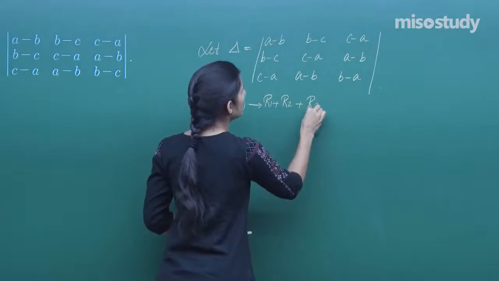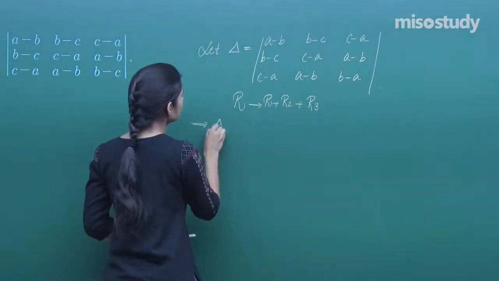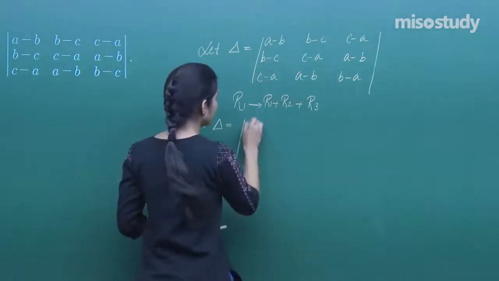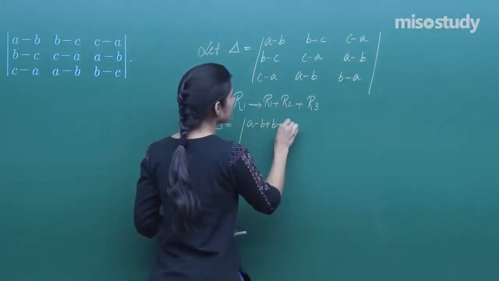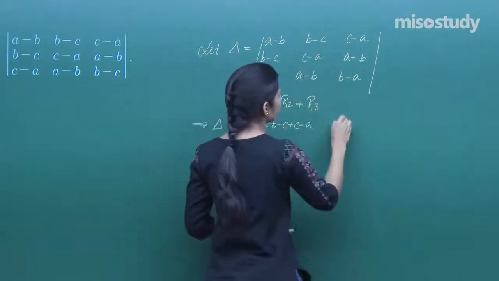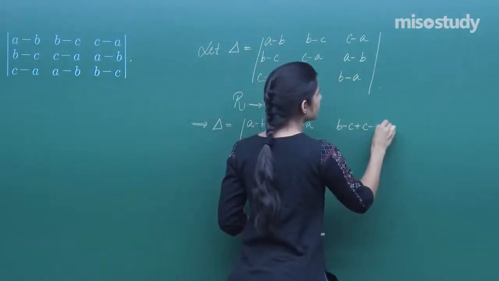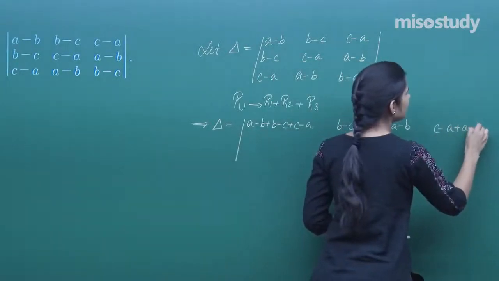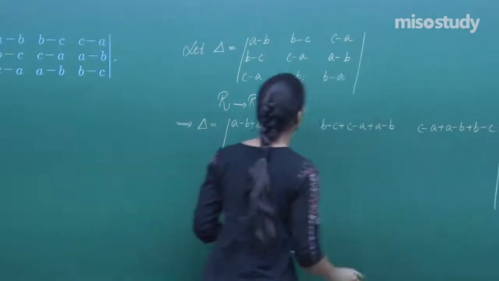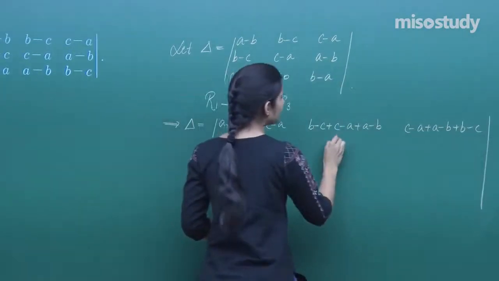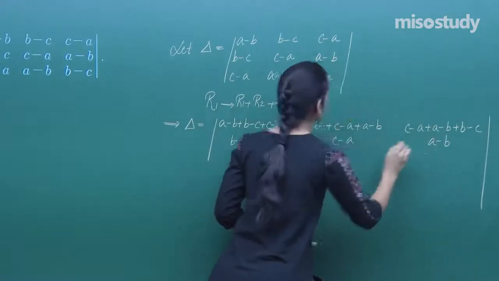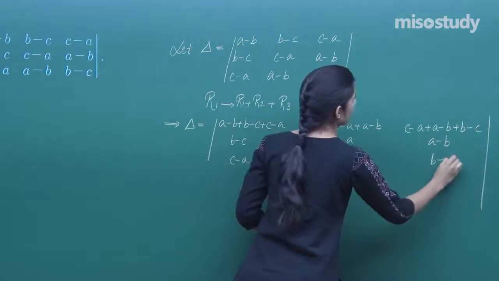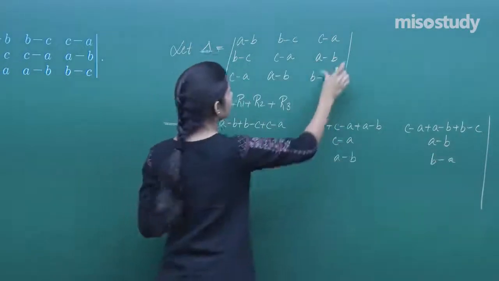The value of this determinant is not going to change. The first row becomes A minus B plus B minus C plus C minus A, the same again, and then B minus C plus C minus A plus A minus B, and this one will be C minus A plus A minus B plus B minus C. Rest everything same.